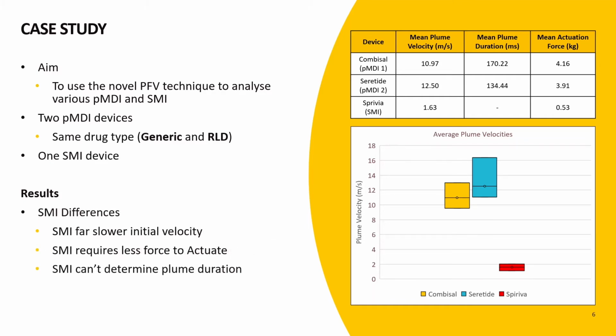For the SMI device, there was a lower initial velocity and a lower actuation force required, which is expected due to the method of actuation. Also, the plume duration cannot be measured as the device is still being actuated when the final image is collected, so no endpoint is observable.